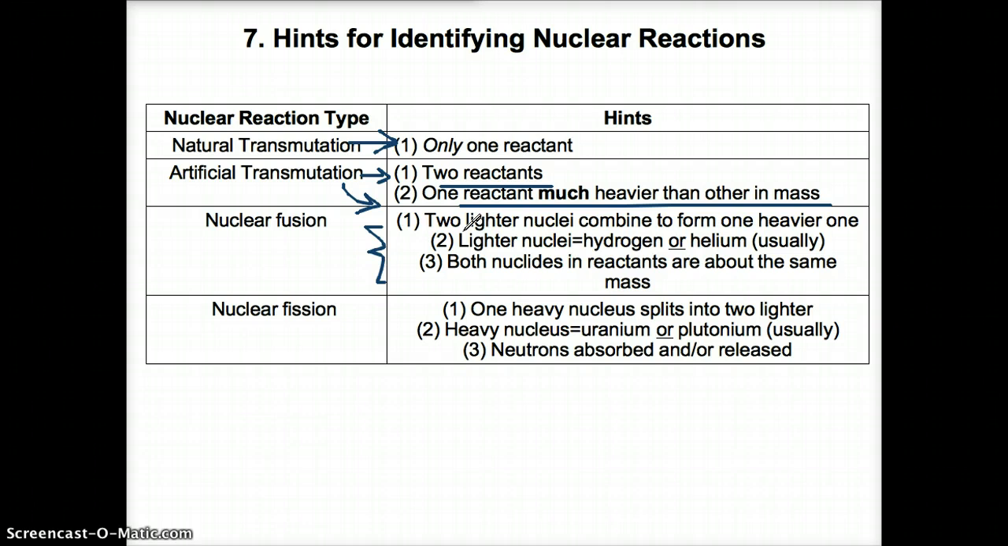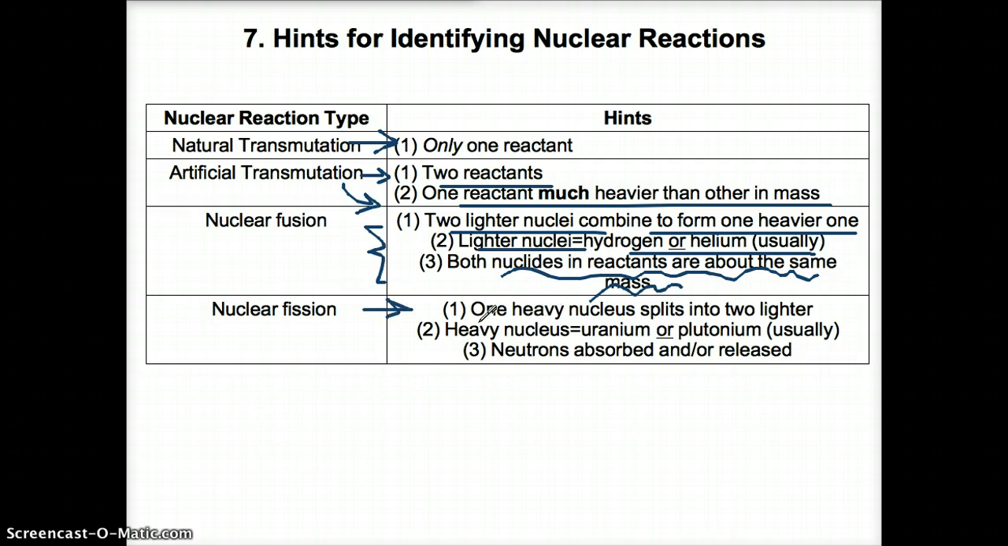First off, two lighter nuclei combine to form a heavier one. Secondly, the lighter nuclei are usually hydrogen or helium. And third and finally, both nuclides in the reactants are around the same mass, or they have around the same mass number. All right, fission is identified by three indicators as well.